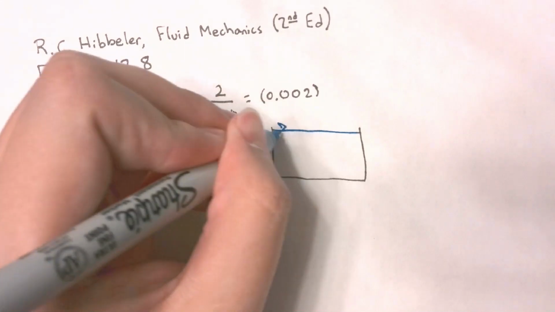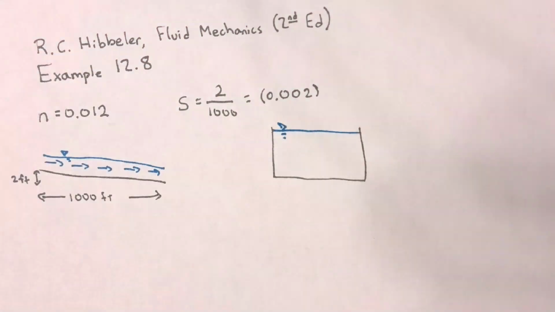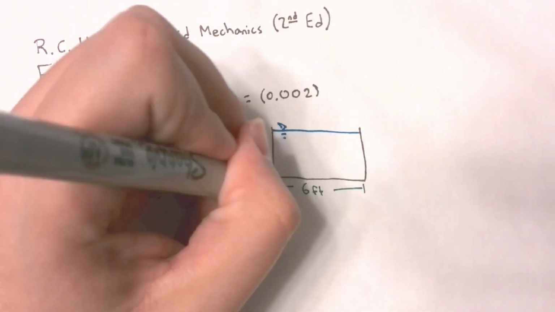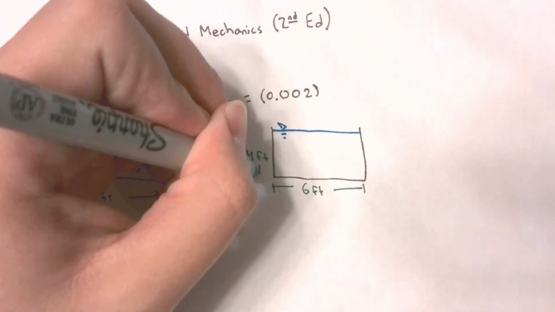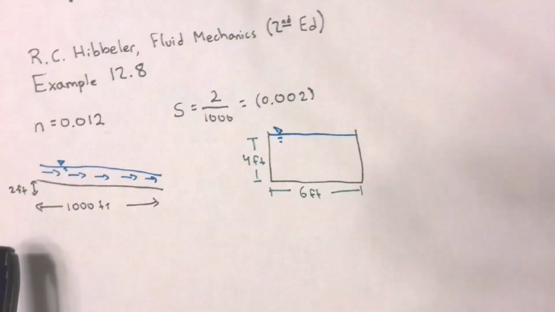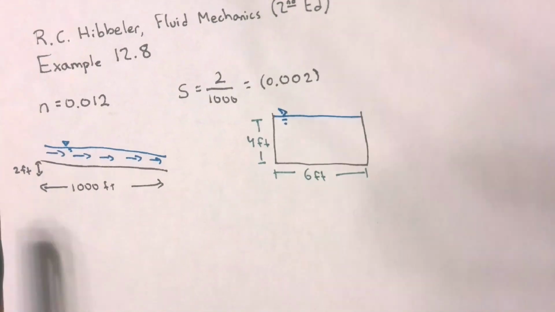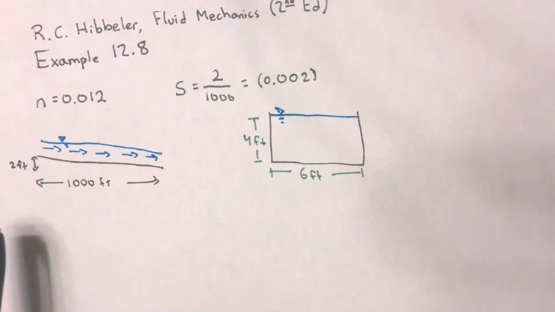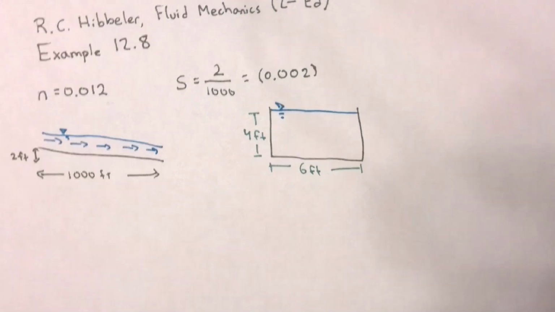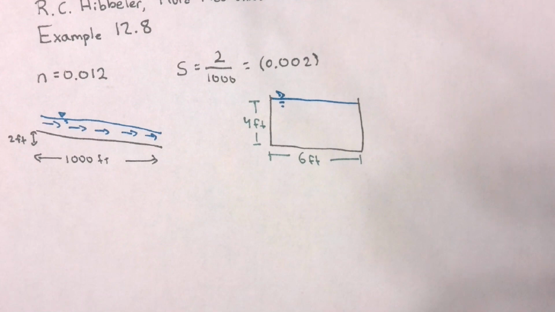So if we look at the cross section of this channel, we have a 6-foot base and a 4-foot depth. Okay. So how do we solve this problem? Any ideas, recommendations, suggestions? Go ahead and start with the R value, with the area over wetted perimeter, the hydraulic radius.